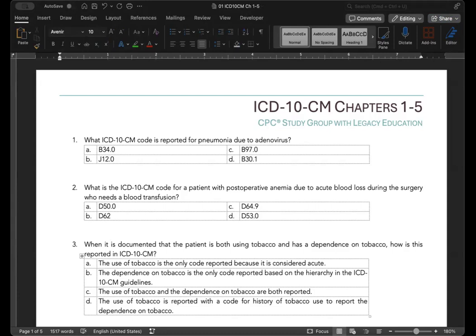So where are you in your studies? Have you gotten to this point in your course? I'm on chapter 10 with the AAPC. Okay, so you're close. So you've already gone through ICD-10. Okay, perfect. So the codes will probably not change for these questions from 2024 to 2025.